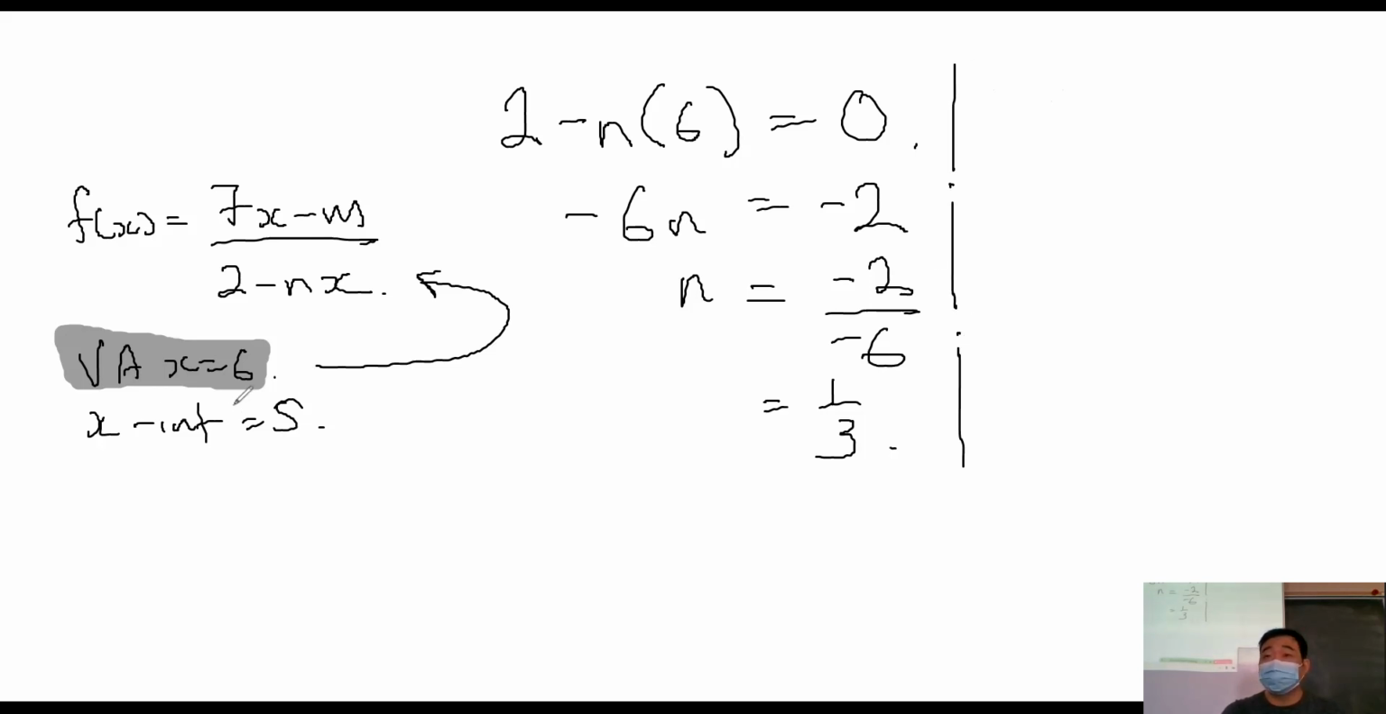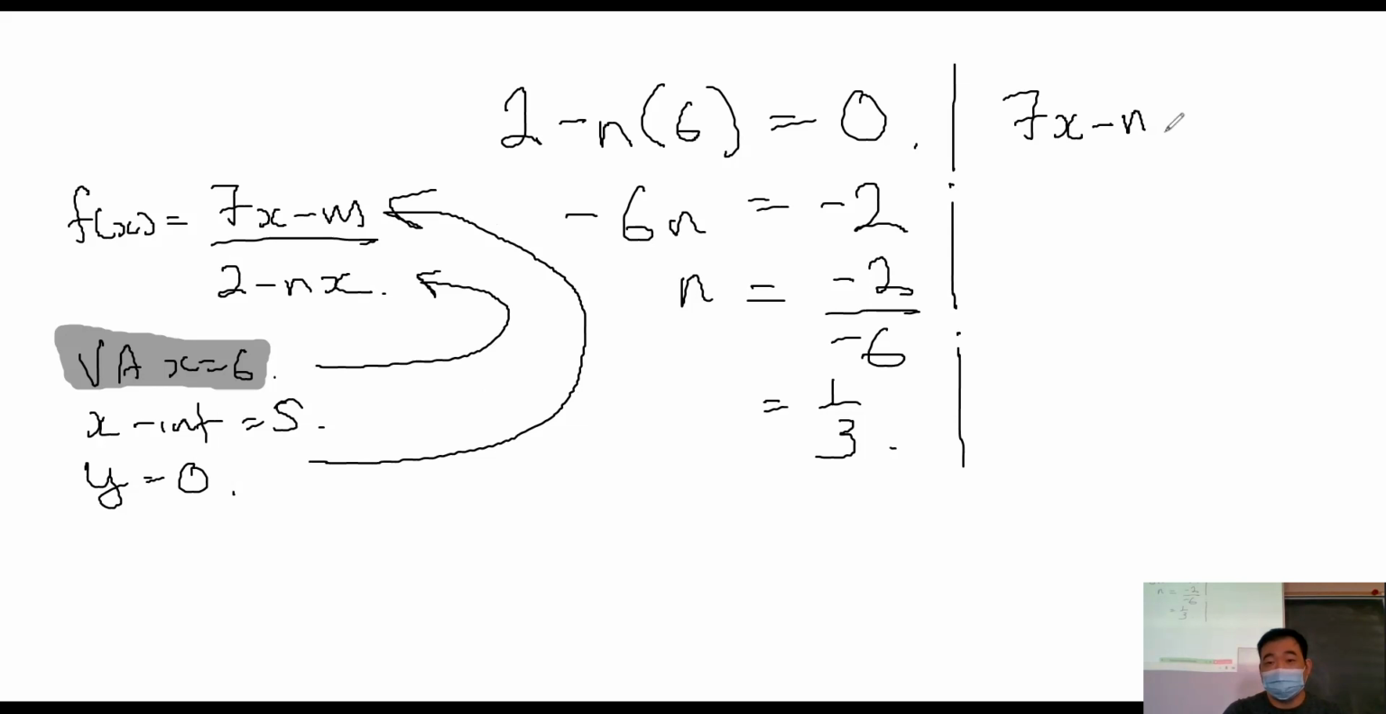Next, x-intercept means my y value is a 0. How do you make this entire fraction a 0? So when I say x-intercept is a 5, it means 7x minus m becomes a 0 when the x value is a 5.